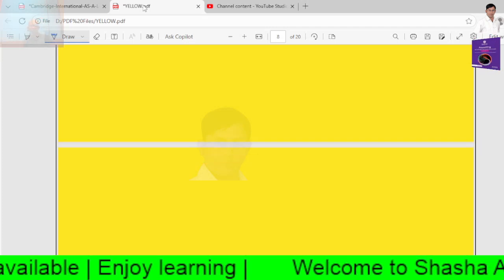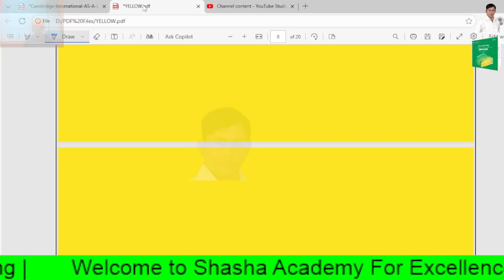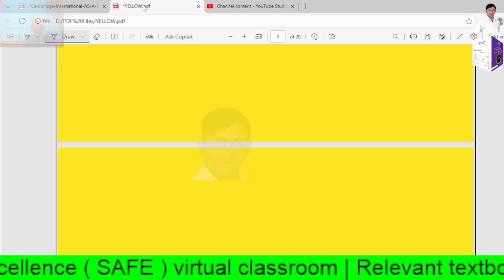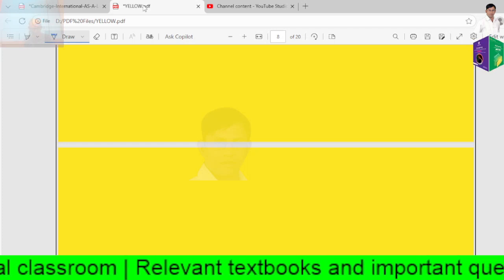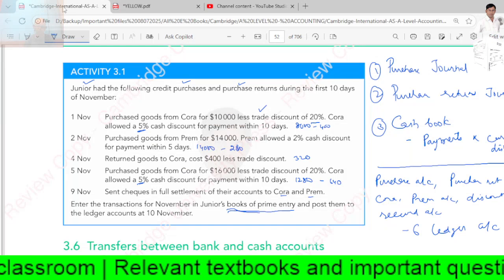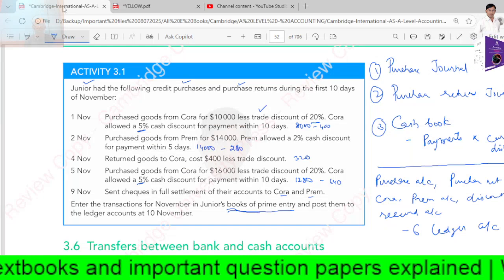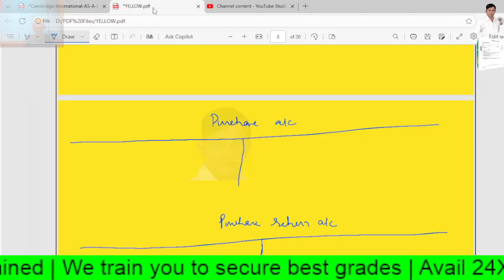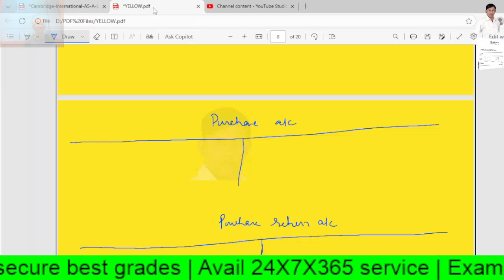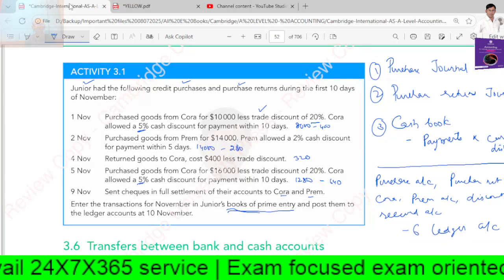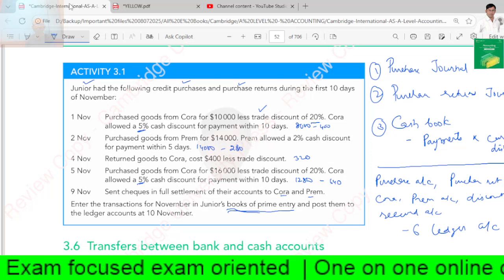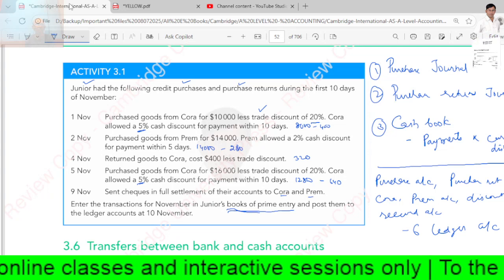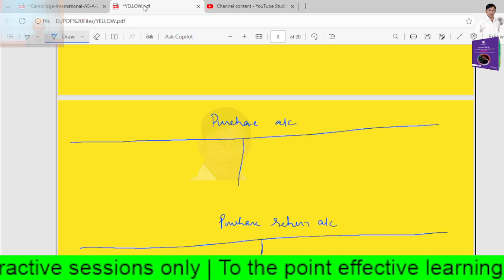So what are the various ledger accounts we need to prepare? Purchase account is the first. First we prepare the purchase account. We have to post all the transactions at 10th November.